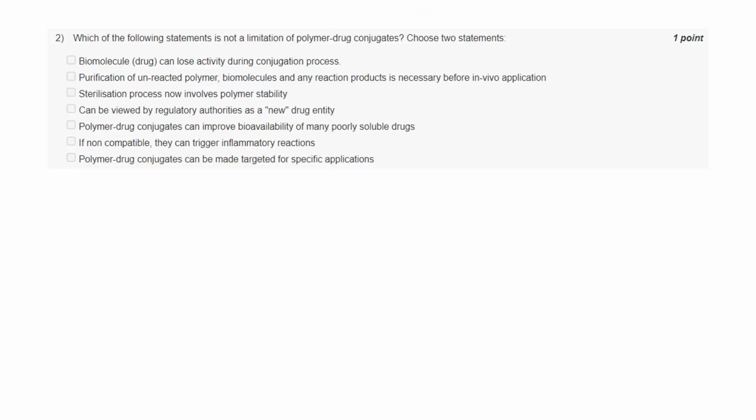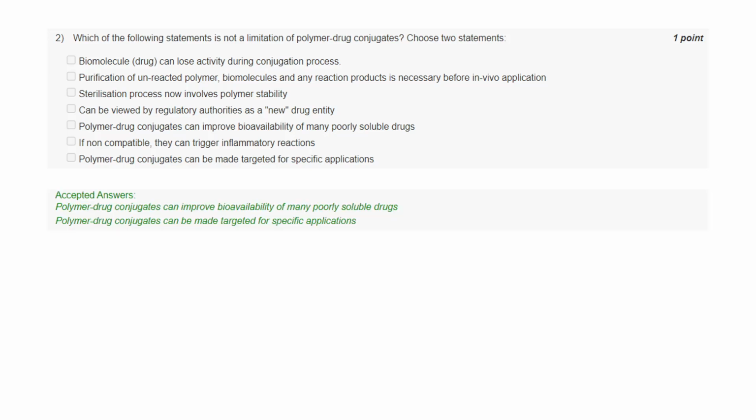So the next question we have was, which of the following statements is not a limitation of polymer drug conjugates? We have to choose 2 statements. So the right answer was, polymer drug conjugates can improve bioavailability of many poorly soluble drugs.